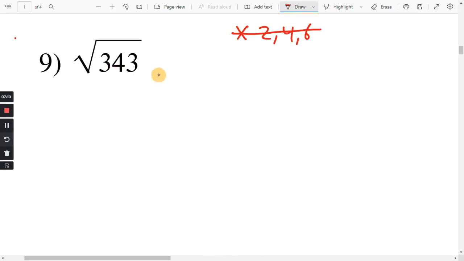So let's see, is it divisible by 3? Well, let's see, if you add 3 plus 4 plus 3, that equals 10. Okay, and if you try to do 10 divided by 3, it does not divide evenly. You're going to get a remainder. So it's not divisible by 3 either. Okay, and again, we said no even numbers. Divisible by 5, it does not end in a 0 or a 5, so it's not divisible by 5. Let's see if it's divisible by 7.